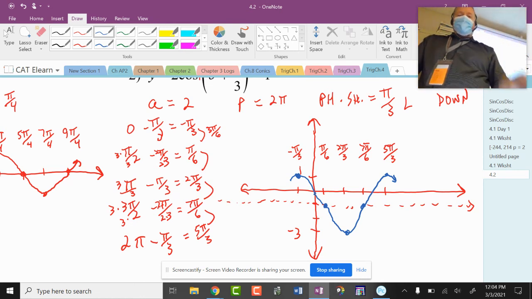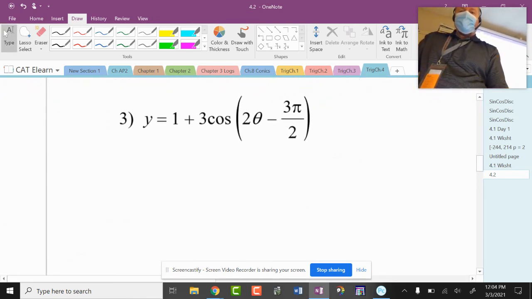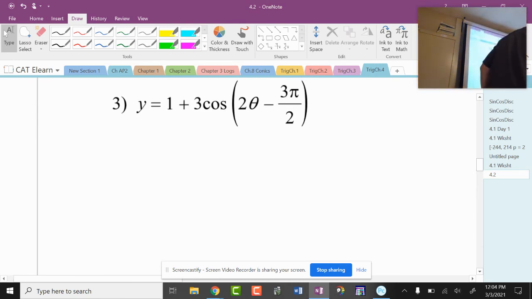Notice the range is from 1 to negative 3, kind of like what I mentioned yesterday. And then we'll only do this last one. It does put a lot together, and we're only going to do one period.